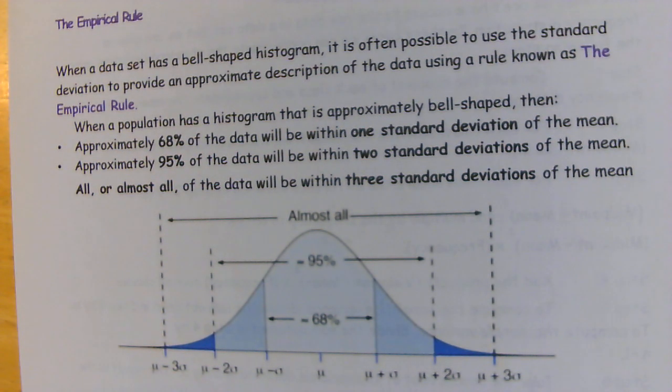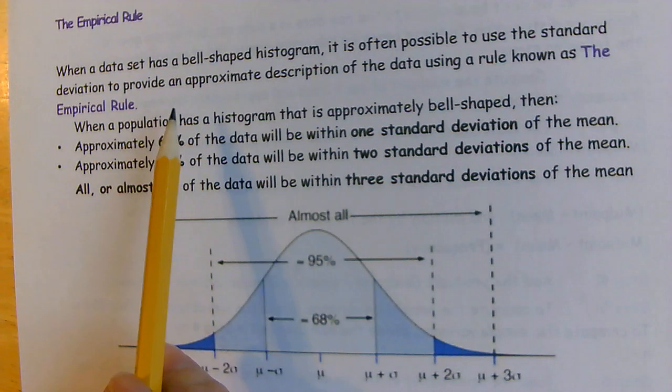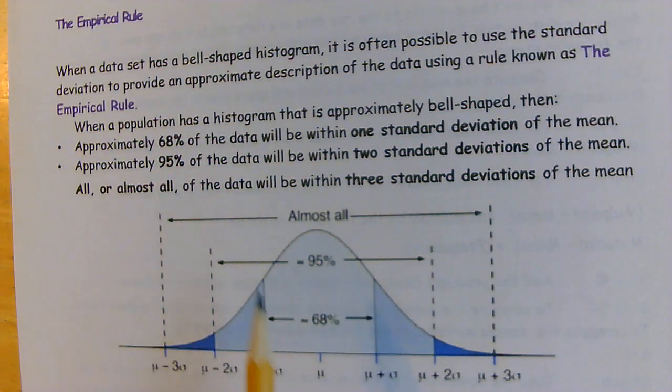So we're still in 3.2, measures of spread, and we're talking about the empirical rule. The empirical rule is used to approximate information on bell-shaped histograms or data. So you have this approximately symmetrical data that comes out like this. You can use the empirical rule, and what it says is, here's your mean.